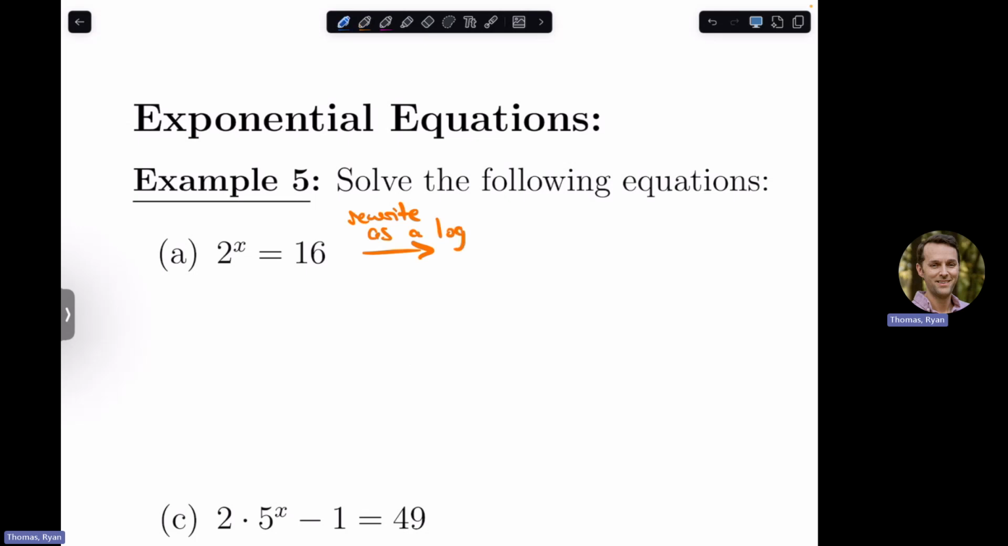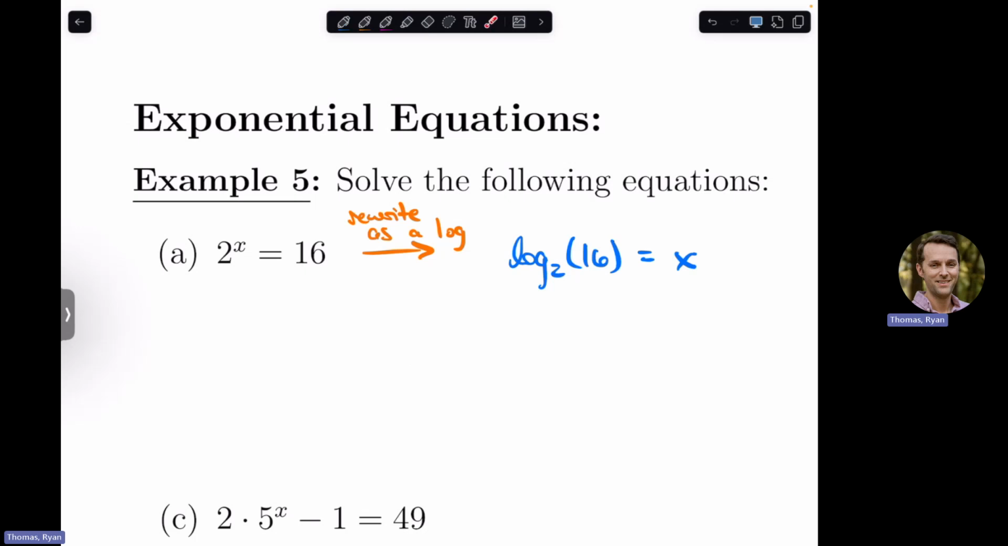If I rewrite that as a log, what's it look like? Log base 2 of 16 equals x. Oh, hey, we just solved it, right? X equals, like that's solving. Like, ta-da, this is a jazz hands moment. We did it, right? And all we had to do was rewrite it as a log.